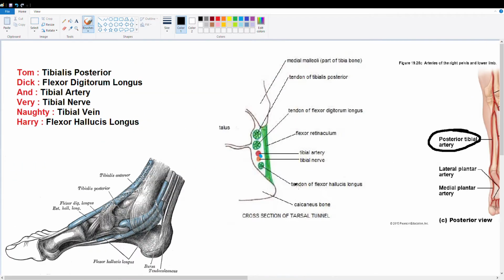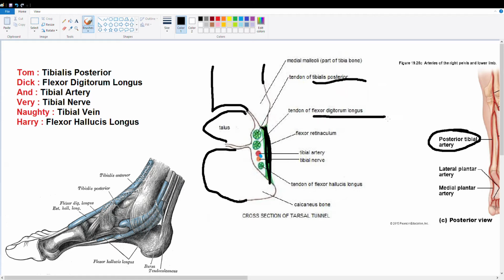So let's do a quick summary up here in this diagram because it's very simplified. So here's our tibia outlined here. Then we have our talus bone, our calcaneus, and here's our flexor retinaculum to protect our tarsal tunnel, very similar to the carpal tunnel. So we have our tibialis posterior, so that's our Tom, flexor digitorum longus tendon, that's our Dick, and very naughty, so we have our artery, vein, nerve. The vein is actually not in the original diagram, I added it here in blue. And the flexor hallucis longus for Harry, so that's our flexor hallucis longus tendon down here.